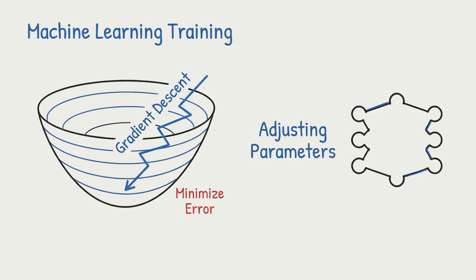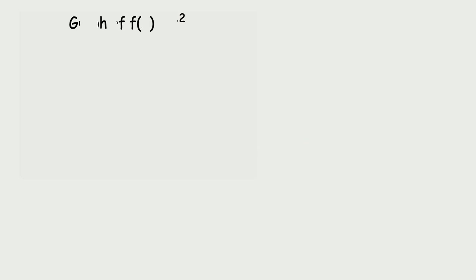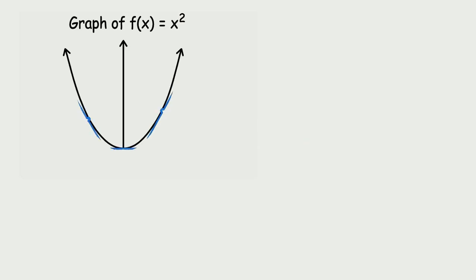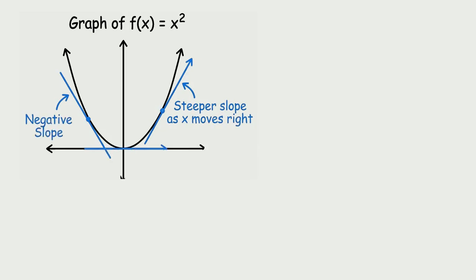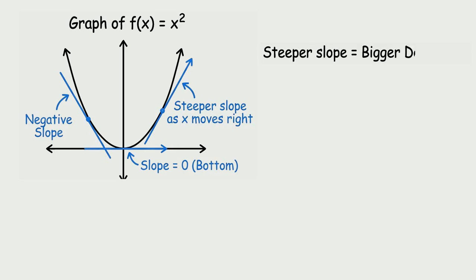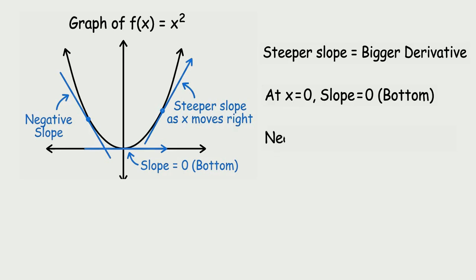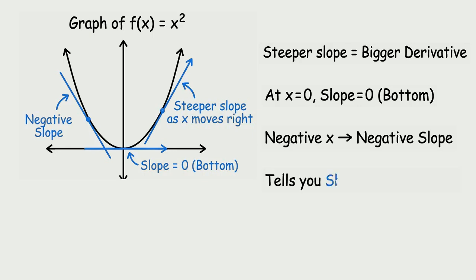Now, let's go back to the graph. If you look at the graph of f of x equals x squared, the slope gets steeper as x increases. That's because the derivative, 2x, gets bigger. At x equals 0, the slope is 0. That's the bottom of the curve. As x becomes negative, the slope becomes negative. The curve is going down. So the derivative tells you the shape of the graph, where it's rising, falling, or flat.